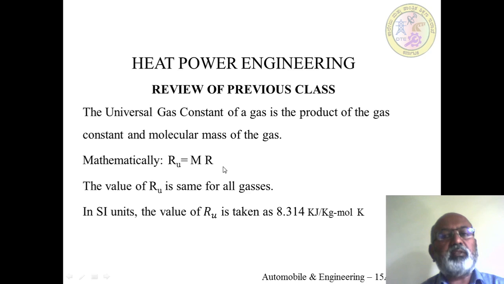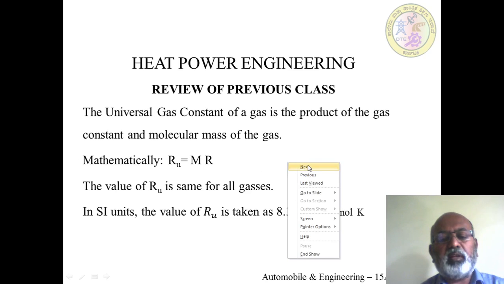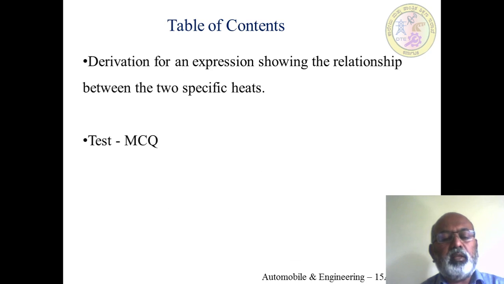And the value of R_u, that is the universal constant, is the same for all gases. In SI units, R_u is taken as 8.314 kJ/kg K. This is what we learned in our last class. In this class, we will learn the derivation of an expression showing the relationship between two specific heats, that is, specific heat at constant volume and specific heat at constant pressure, and gas constant.